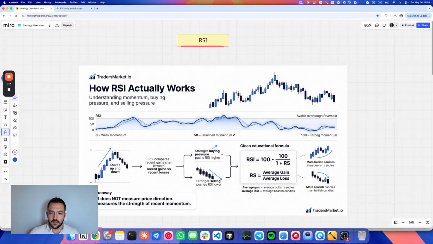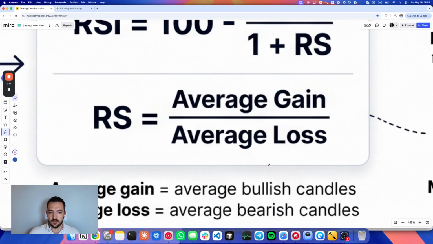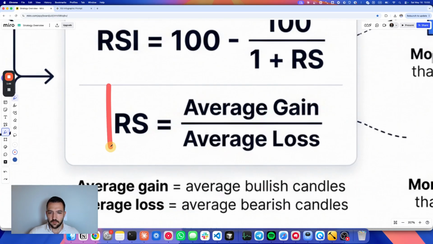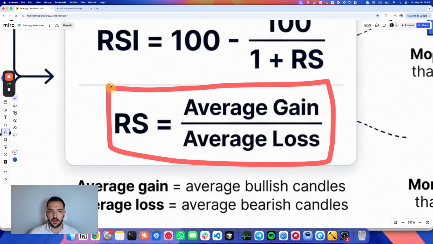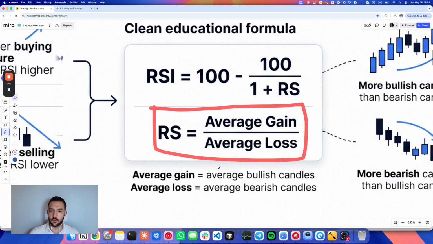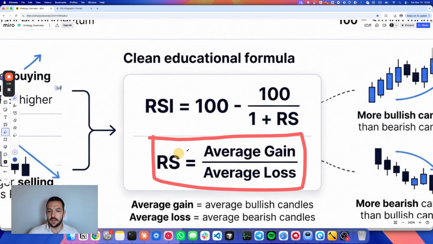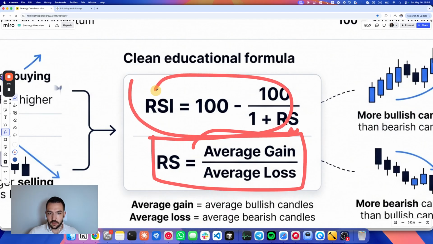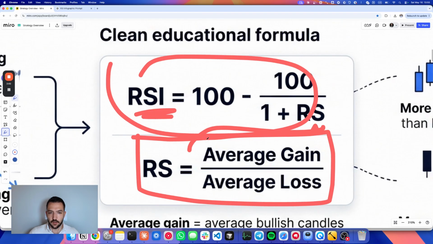So how is the RSI value calculated? The RSI looks at the average gain divided by average loss. If you're using period 14, it's going to take the average gain of the last 14 candles and then the average loss of the last 14 candles, and plug it into this formula. At the end, you're going to get the RSI value.